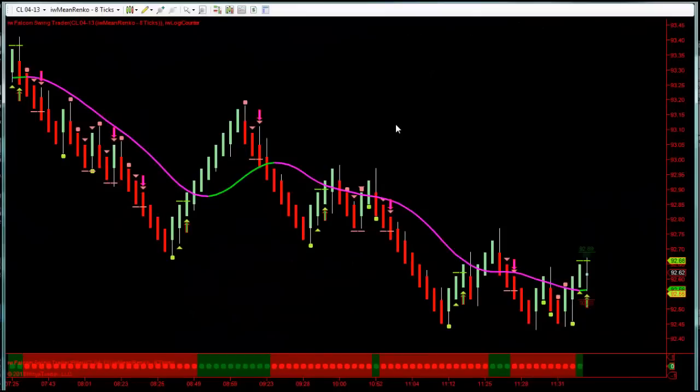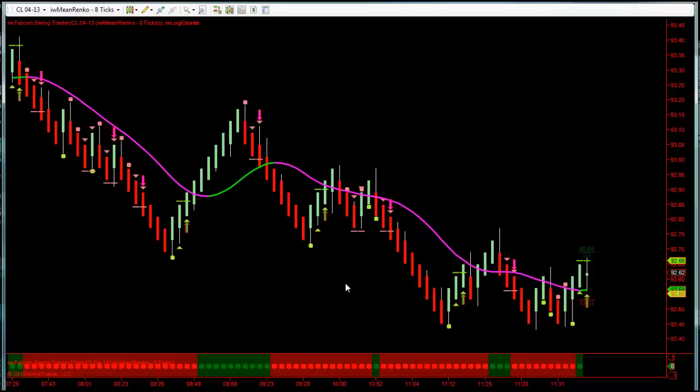All right, in this video, we're going to take a look at some of the good, bad, and ugly signals that we get in the Falcon swing trader. The Falcon swing trader, this is quite the tool. It is very good at picking up mid-range price swings and getting you into the market when the market is actually ready to move.